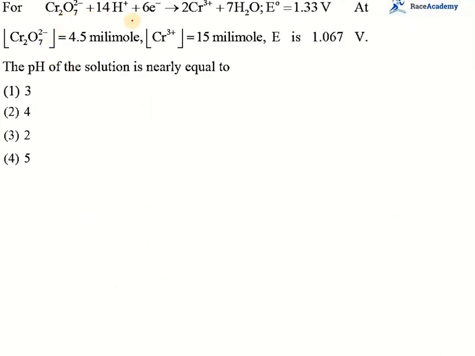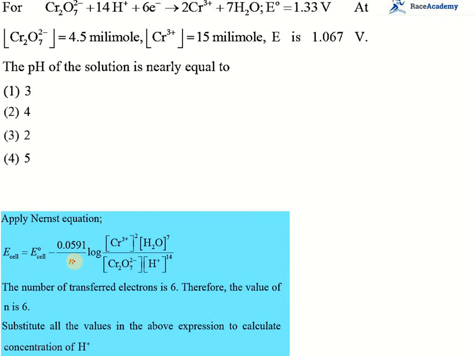Next question, for the dichromate ion reaction, the E0 value is given here as 1.33 volts, the concentration of dichromate ion is 4.5 millimoles, chromium 15 millimoles, and E cell is given as 1.067 volts. Then what is the pH of the solution? As per the Nernst equation, for the given equation, the products, chromium and water, are substituted, and dichromate and H plus ion are substituted in the equilibrium constant formula. The number of electrons transferred in the equation is 6. Then we substitute the values.